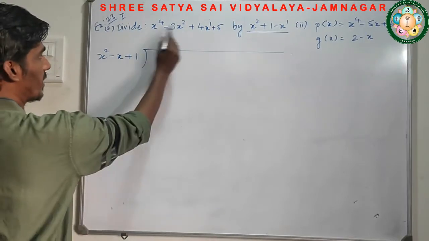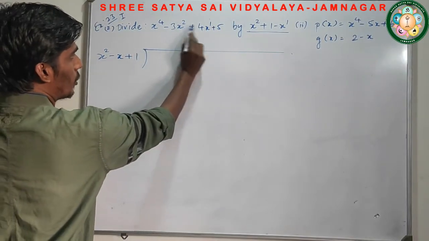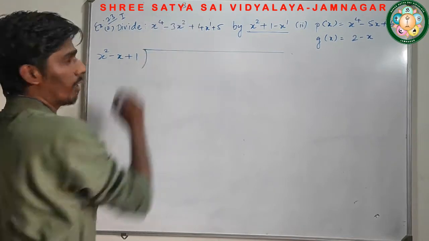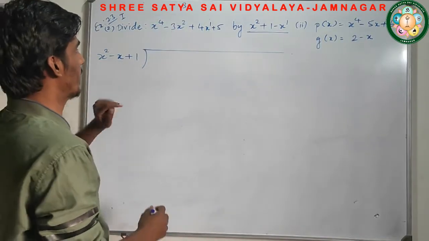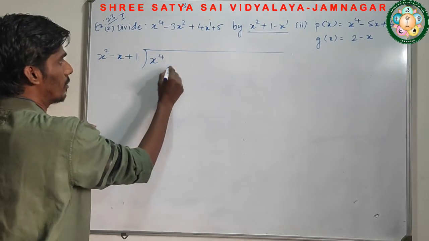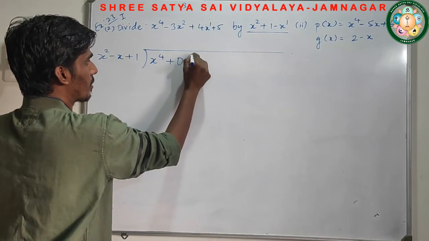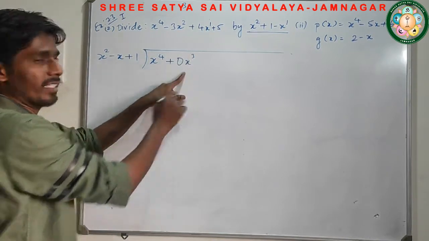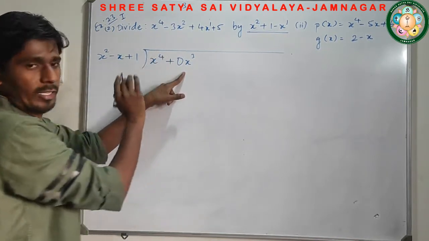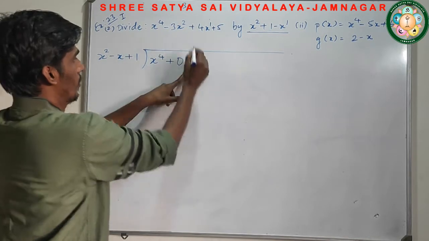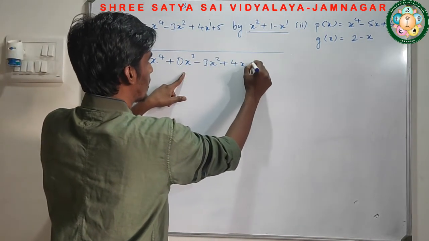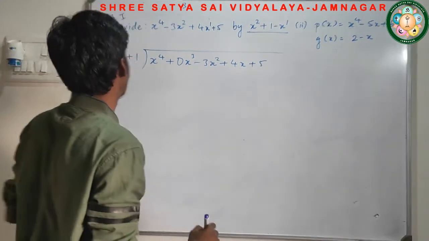Now if you look at this, power 4, power 2, here power 1. There is no term with power 3. So what I am going to take here? x raised to 4 plus 0x cube, 0 into anything is 0. So actually I am adding 0 only here, so the value of polynomial will remain same. So minus 3x square plus 4x plus 5.